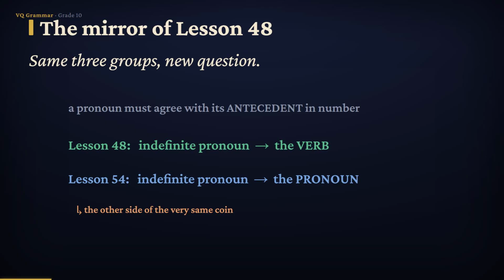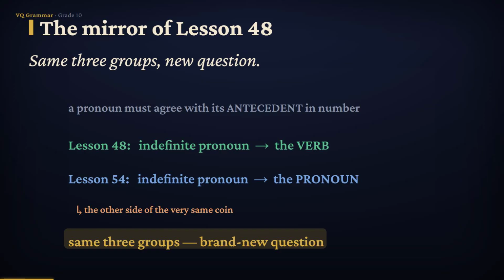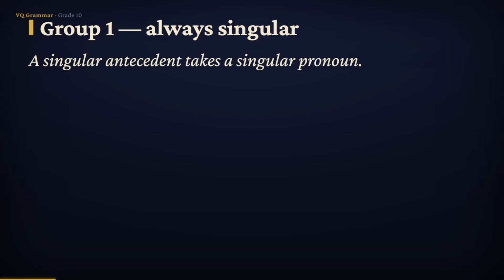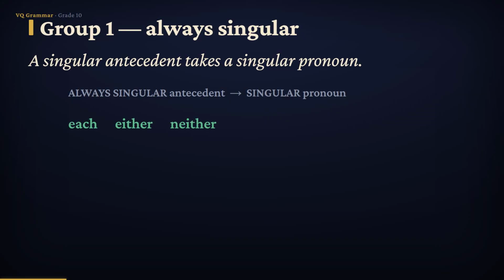And here is the happy part. It uses the identical three groups you already learned. Group 1 is the big one, and it behaves exactly as it did before. These antecedents are always singular, so any pronoun that refers back to them must be singular too. Start with the four loners: each, either, neither, one. Then there is the whole family you can build yourself. Take every, some, any, or no, and glue it onto one, body, or thing. That gives you everyone, somebody, anything, no one, and every combination in between.